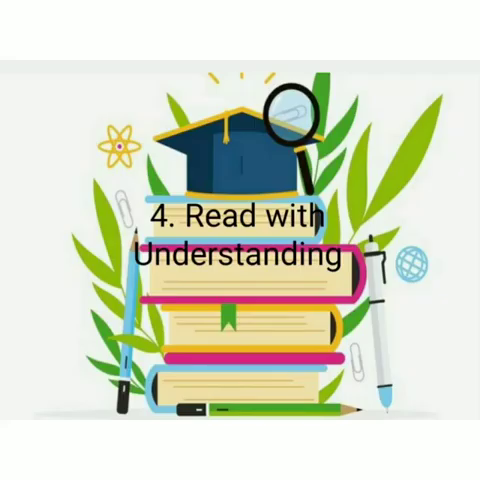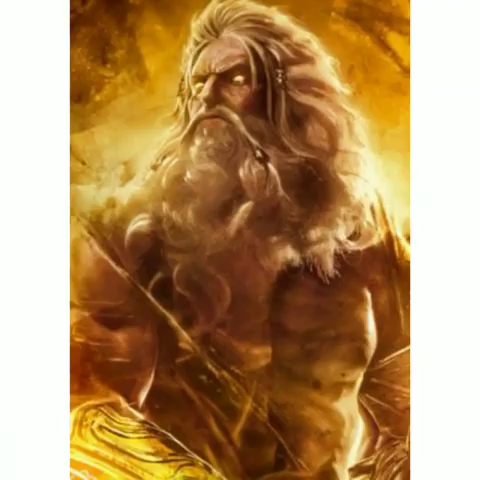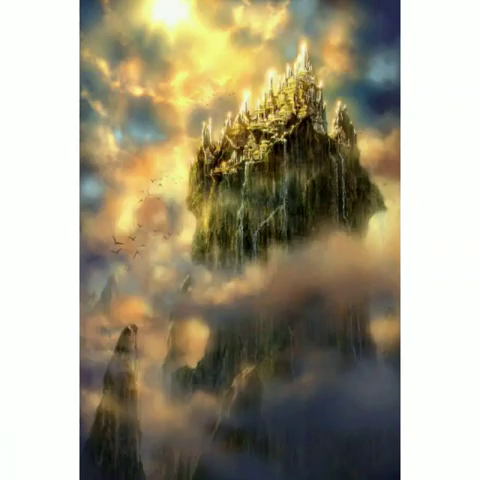The fourth topic, read with understanding. The title Lord Neptune sets the poem up to include a mythical element. We have already read an extract of a myth in Unit 4 where we find Zeus talking on Mount Olympus.